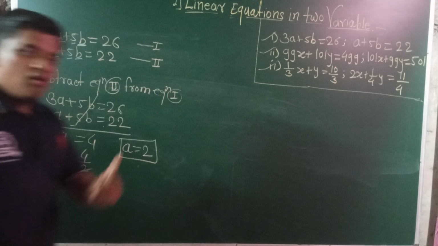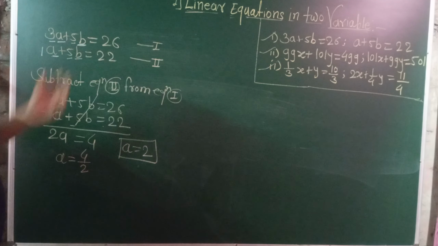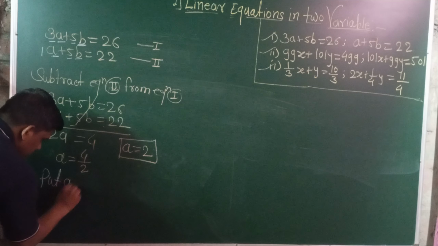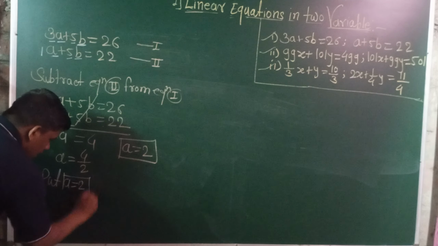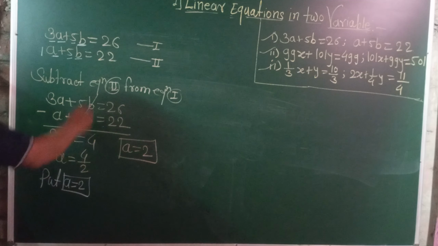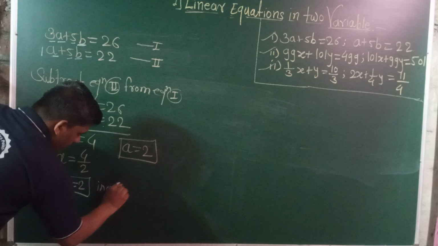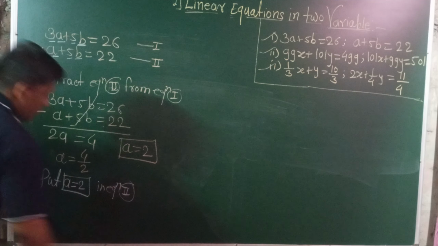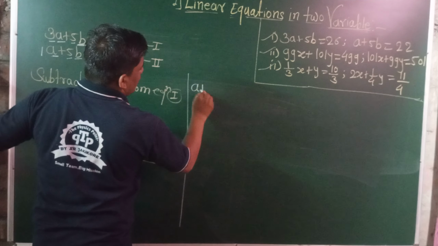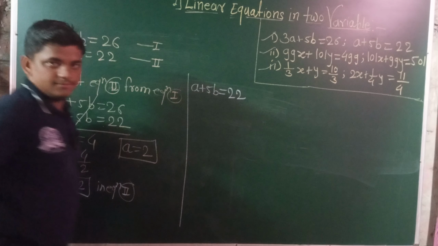We get the value of one variable. Then these values are put into the other variable's equation. That means substitute, put a equal to 2 in equation 1 or in equation 2. What is the second equation?